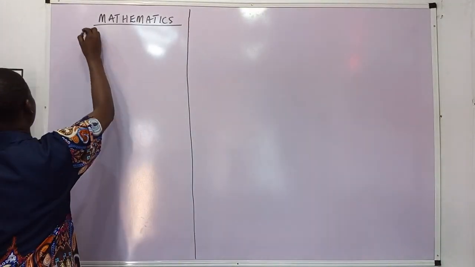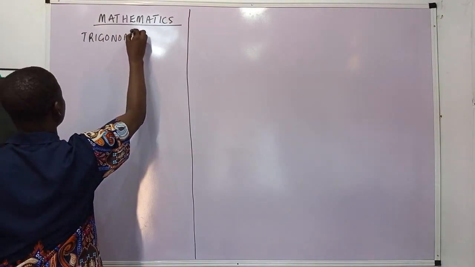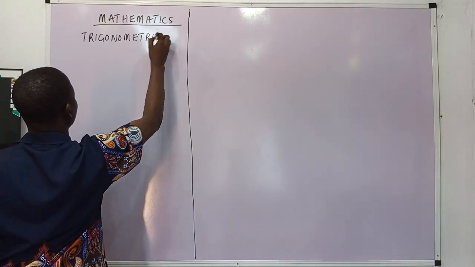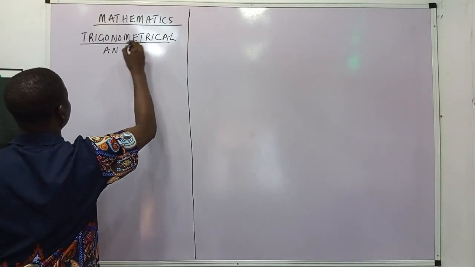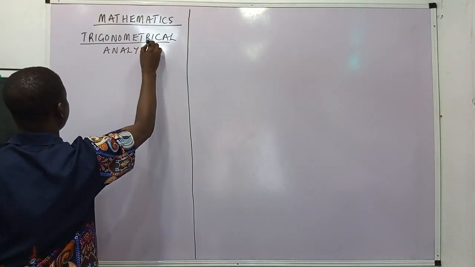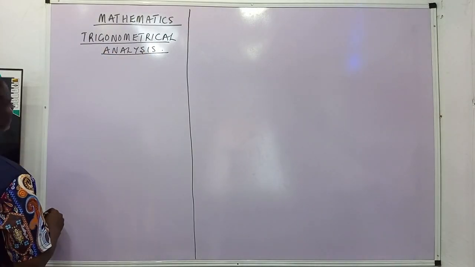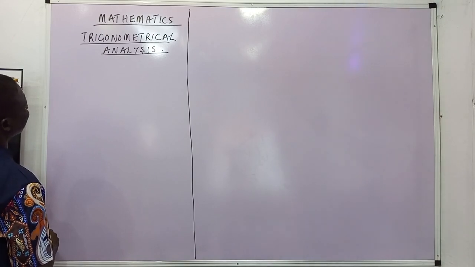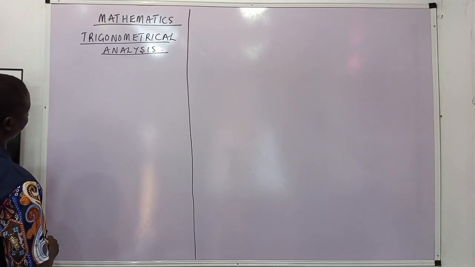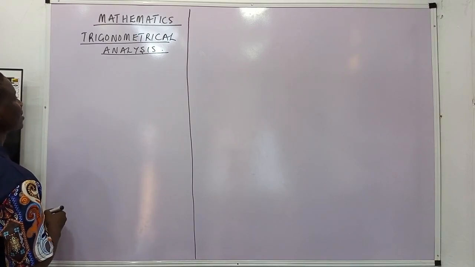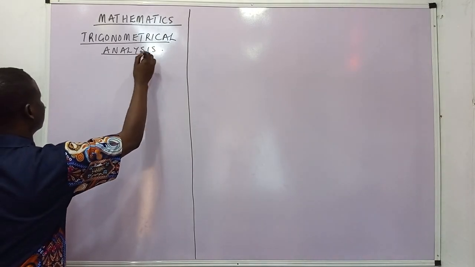We want to discuss trigonometric ratio or trigonometric analysis. Now, when we are discussing this, first of all, we need to understand that there are three major trig functions, or three things we have to know about trig.